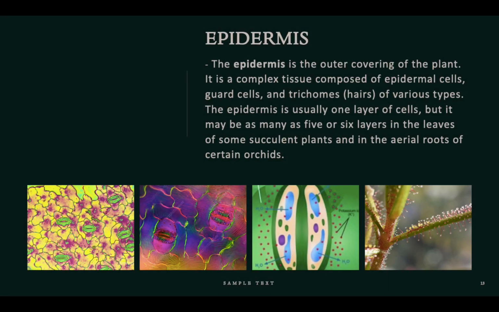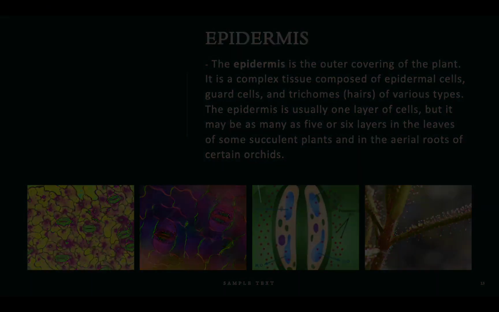Let's now proceed to the outer covering under complex tissue. First is the epidermis. The epidermis is the outer covering of the plant. It is a complex tissue composed of epidermal cells, guard cells, and trichomes or hairs of various types. The epidermis is usually one layer of cells, but it may be as many as 5 or 6 layers in the leaves of some succulent plants and in the aerial roots of certain orchids.